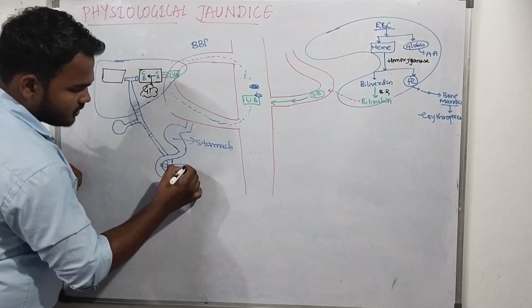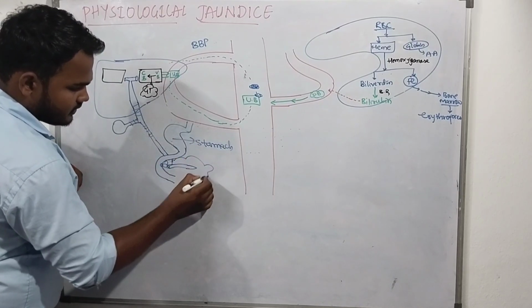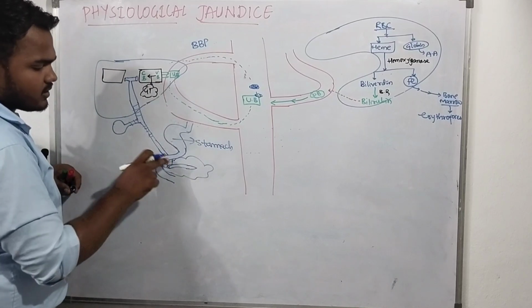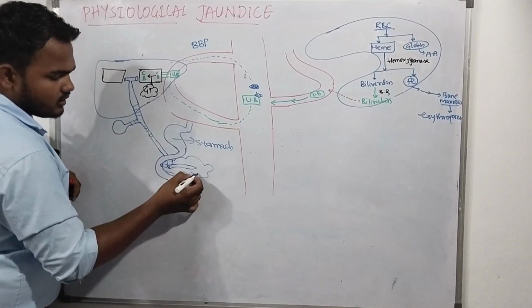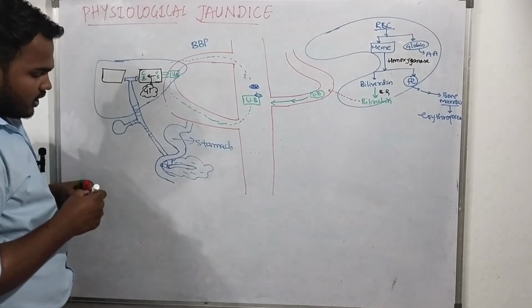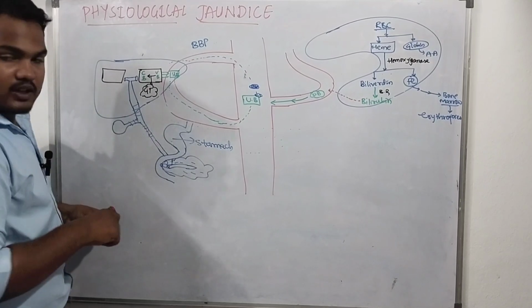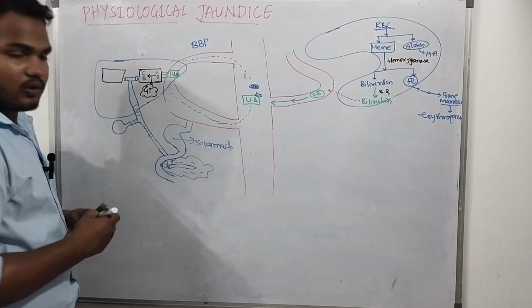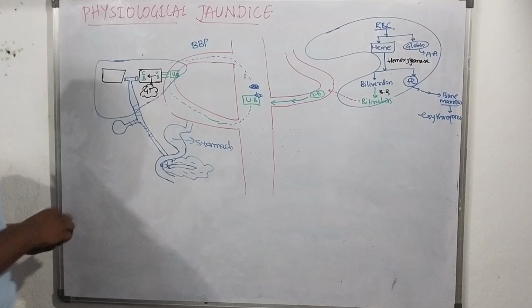of Vater. Ampulla of Vater. Here is a structure, the pancreatic duct, that is joined with this bile duct. It is called what? Ampulla of Vater. Ampulla of Vater opens in the duodenum by the sphincter called sphincter of Oddi. Okay, this is the sphincter called sphincter of Oddi.